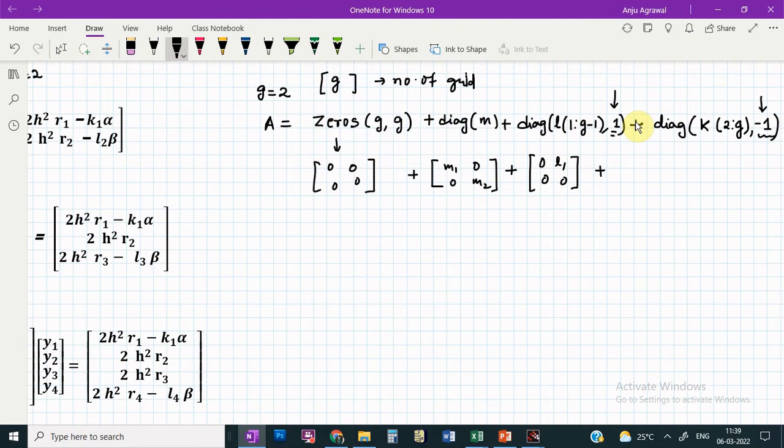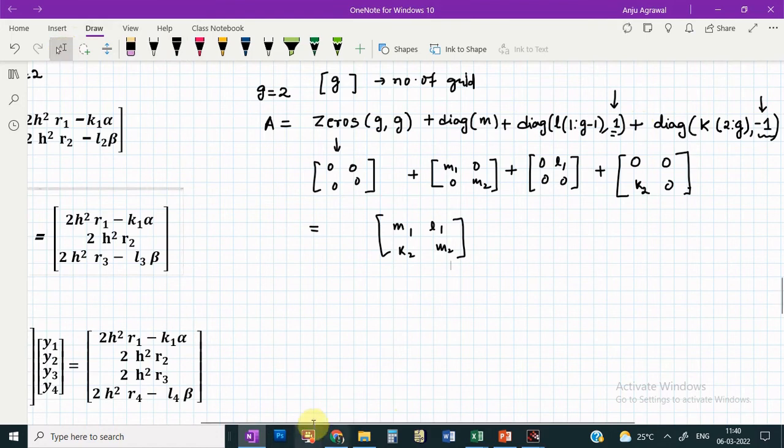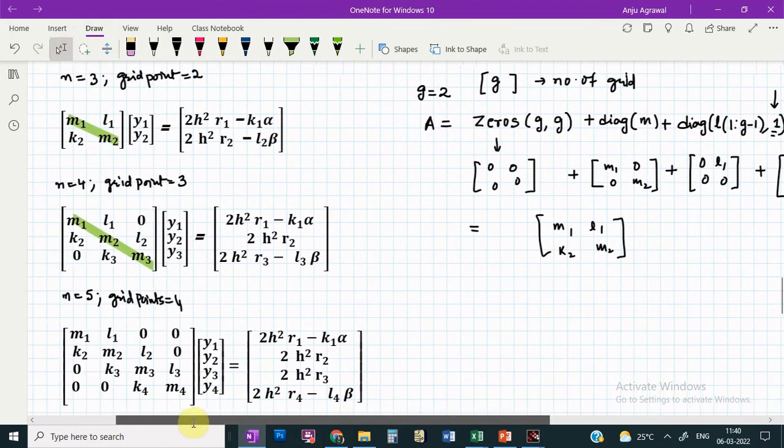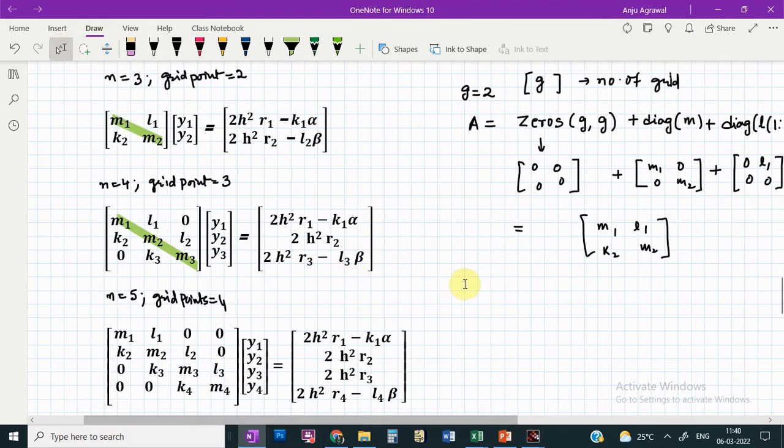So if I make use of this, then what will happen? This will be something like this. So this matrix will be added to this, and finally you see that if you add all these matrices, for 2 grid points you will get a1, l1 and k2, m2. This is what we wanted. Now if you want to do it for 3 grid points, then this is going to give you the matrix which we wanted, the matrix of this form. We'll see this when we execute this program.